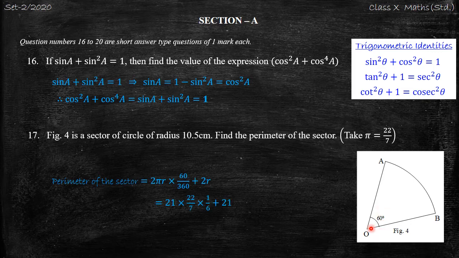2 pi r is the circumference of the full circle, and since 60 is the angle of the sector, you should multiply with the ratio, then plus 2r because there are two radii also. You can simplify this, and you will get 32 centimeters as the answer.